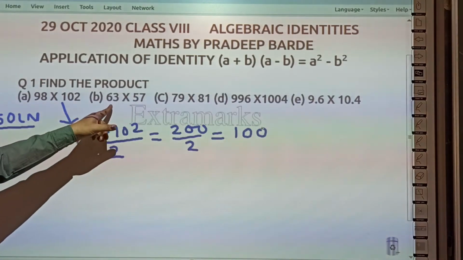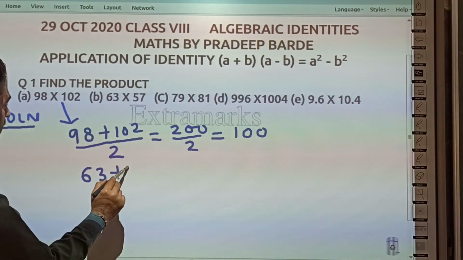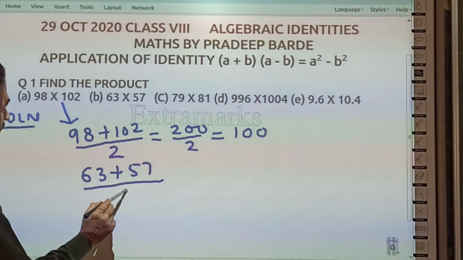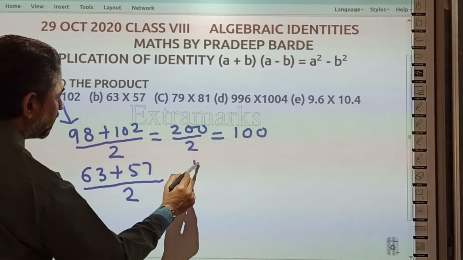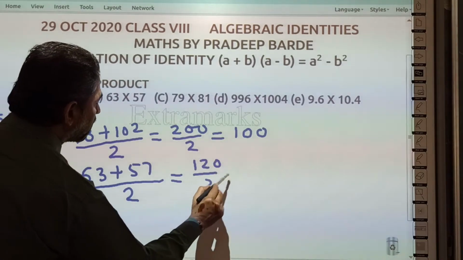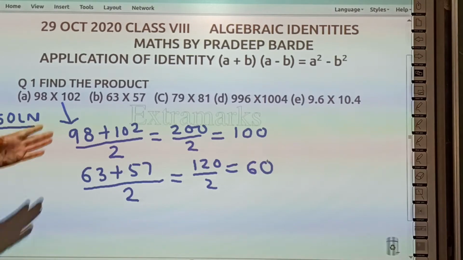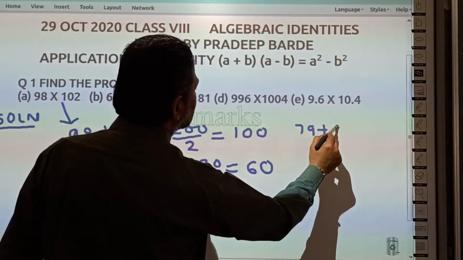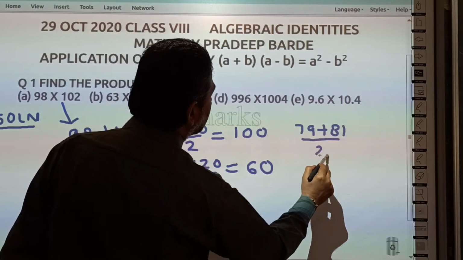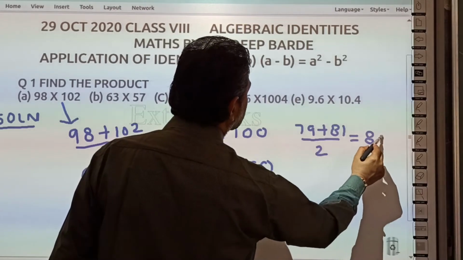Similarly for the B part we can have this 63 plus 57 divided by 2. You will see you will get 120 upon 2 and this is equal to 60. Very simple one. If you see the C part you have 79 plus 81 divided by 2, 160 upon 2, that comes out to be 80.